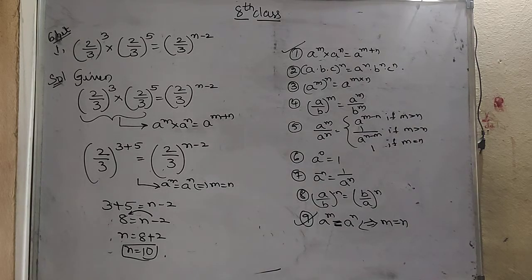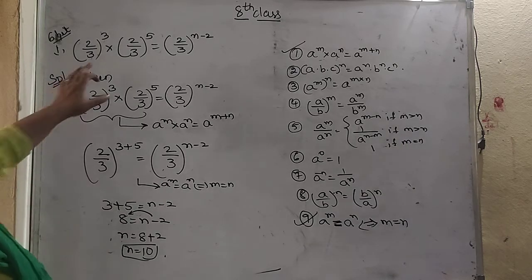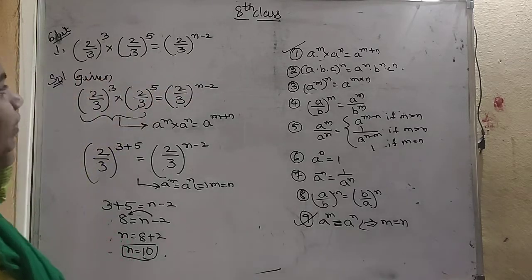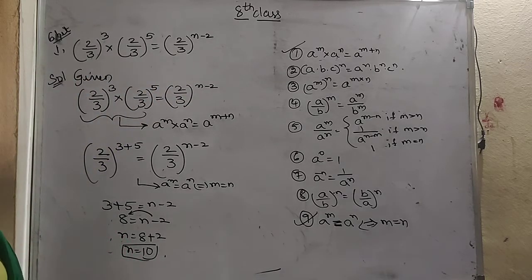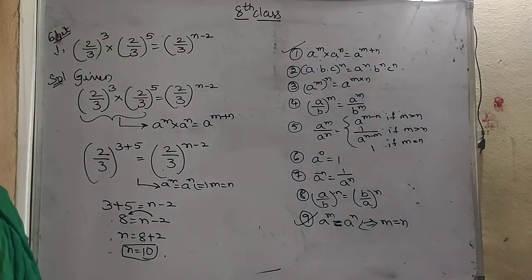Okay, once again, let me say this. They have given the question as (2 by 3) whole cube into (2 by 3) whole power 5 is equal to (2 by 3) whole power n minus 2. Which formula have I used? First I have used the first formula, that is a power m into a power n.